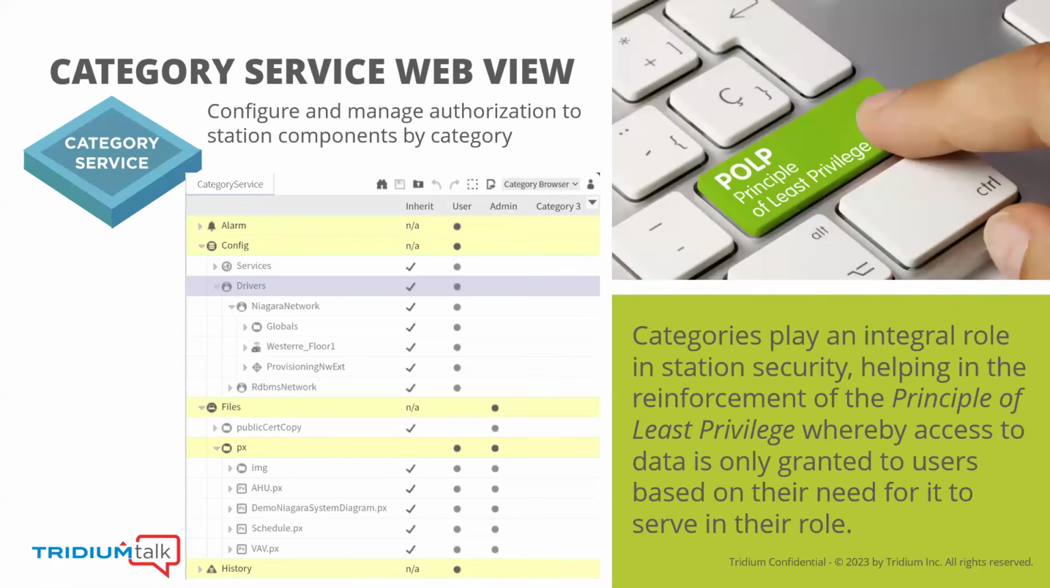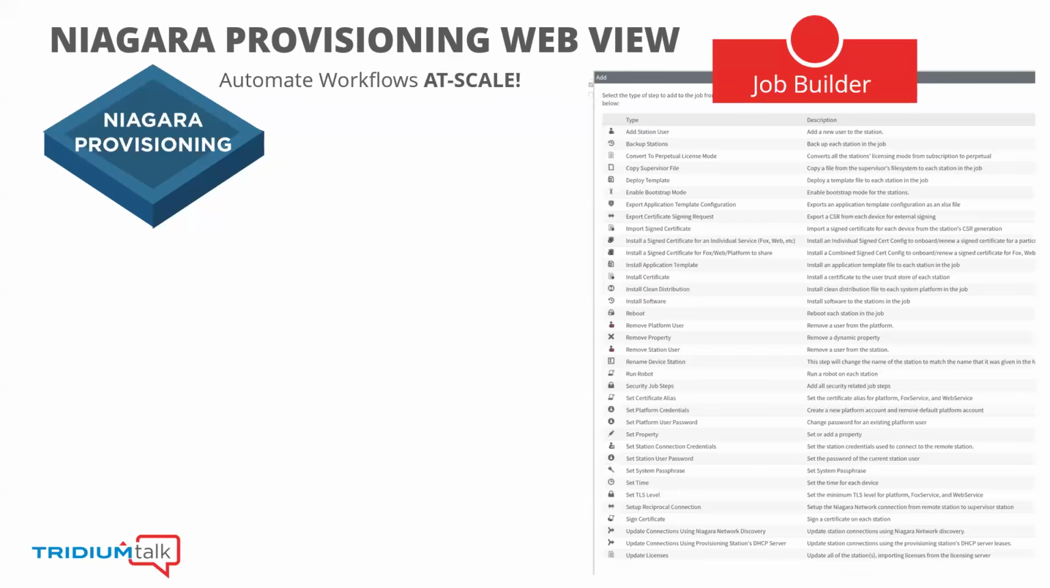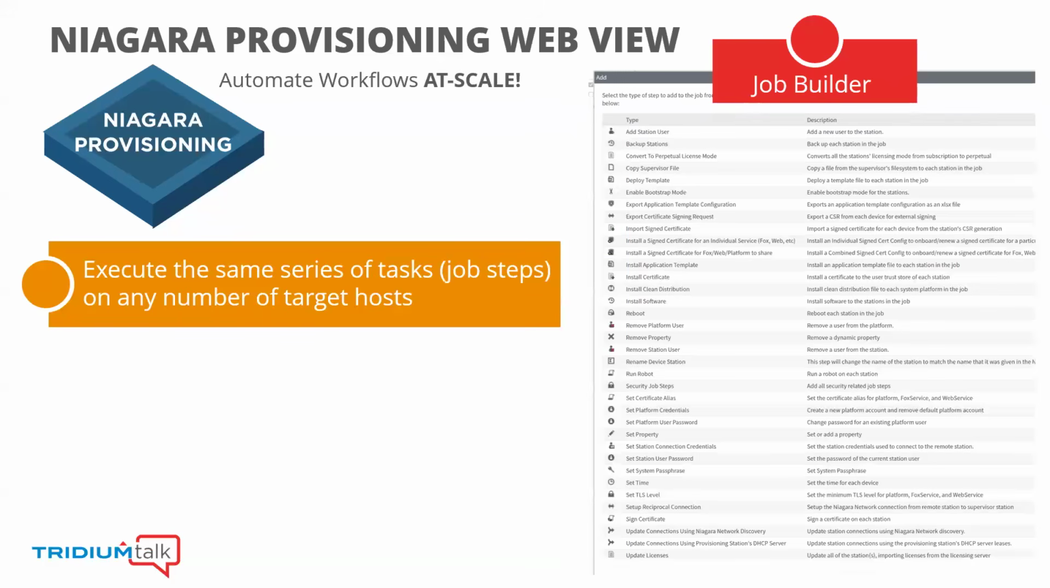All right, we're going to move on and we're going to get into provisioning, because that's one of the most useful, if not most efficient, capabilities and features of the Niagara framework. And the whole point of it is automating your workflow at scale. So you've got the job builder, and that snapshot is just giving you an indication of all of the job steps that you have at your disposal now with Niagara 4.14.